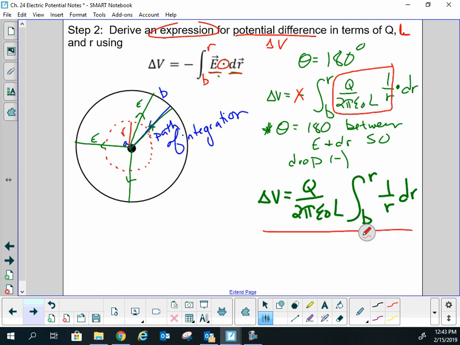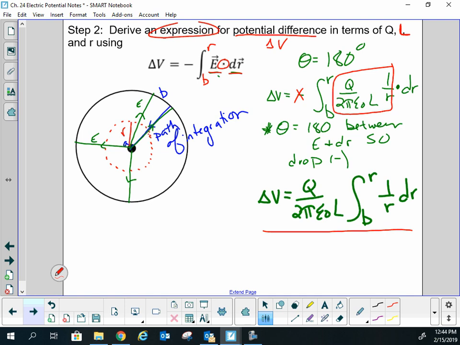So we're working from this expression right here, which is, we pulled our constants out in front, right? We said that the Q over 2 pi epsilon times L, that's just a number, right? And then we are going from B to R, and then we need to take the integral of 1 over R dr.